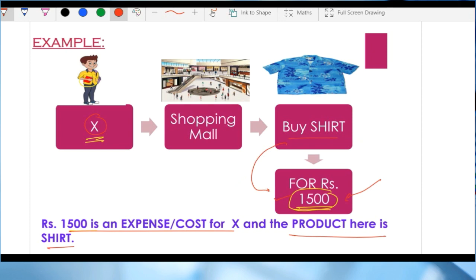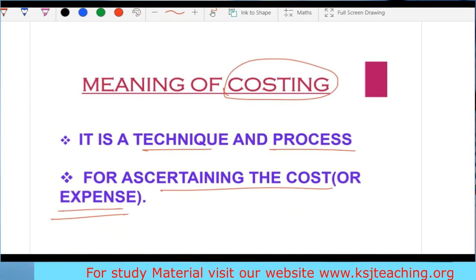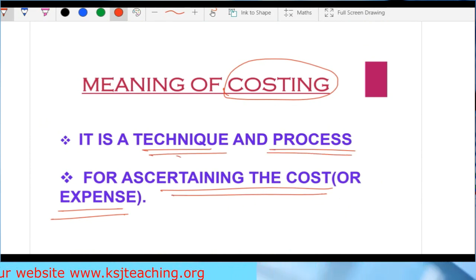He will show the invoice to them. Right now, he must be having the invoice for this shirt. So he will say, here is the invoice. So that invoice is the technique or the process for ascertaining the cost. How will you know that this is the cost? Clear? So this is the technique and process for ascertaining the cost.